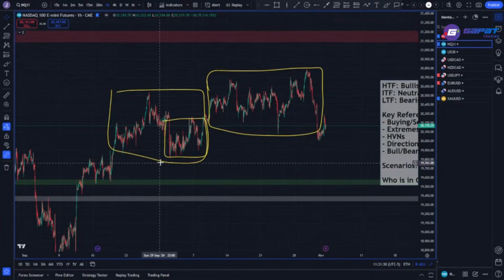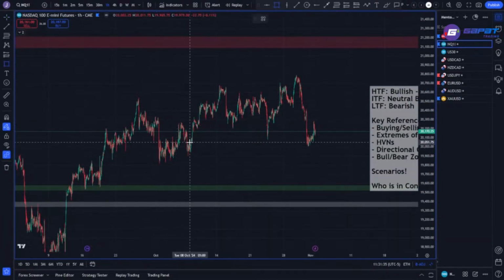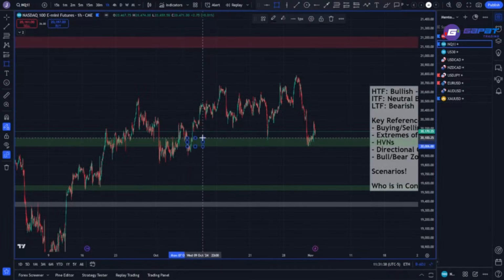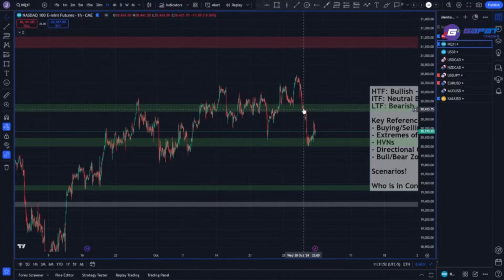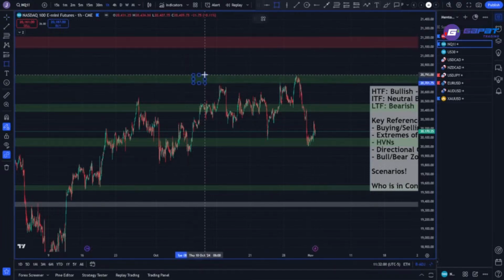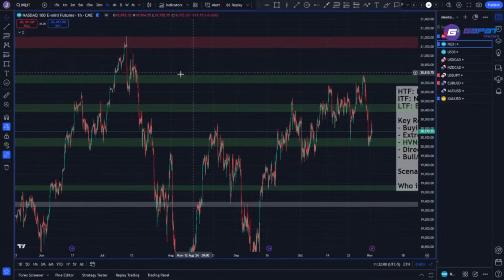So I'll breeze through this one a little bit quicker. But in terms of key reference areas, major levels, I would include the new lows that were created on Thursday and Friday. This is the balance area low from before. This level will be the high volume node. It's the middle of this bigger range. And then we have the balance area high, so the top of this bigger balance area. And I believe, oh no, this is the all-time high.